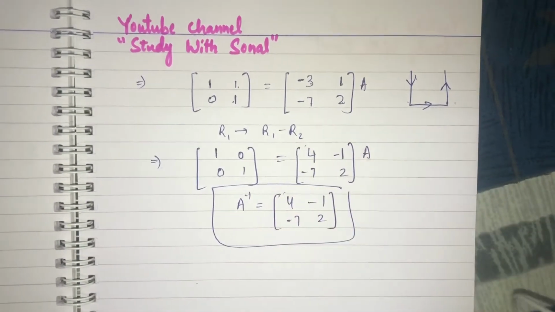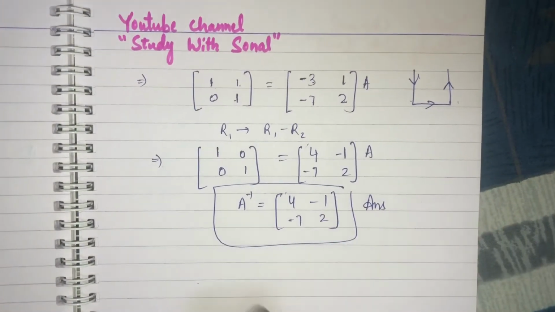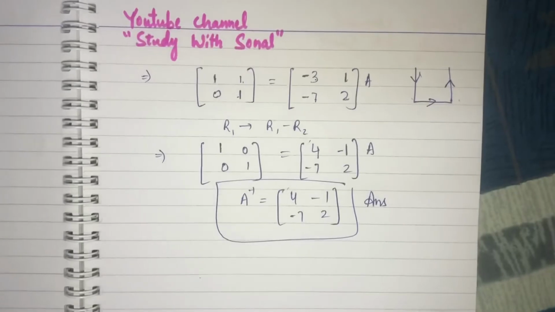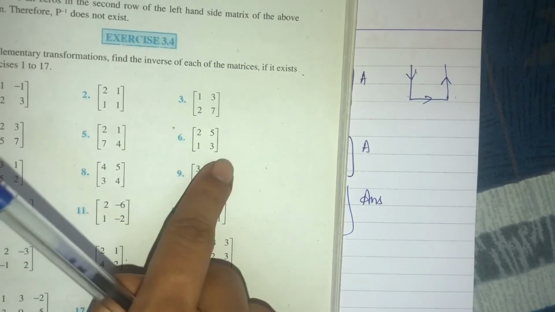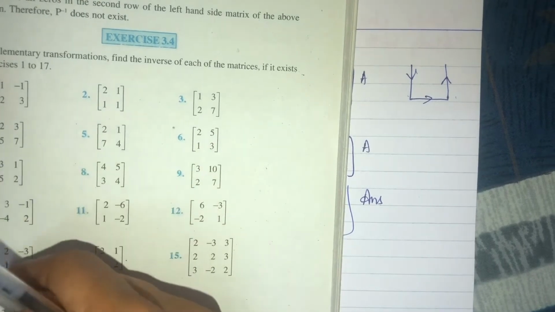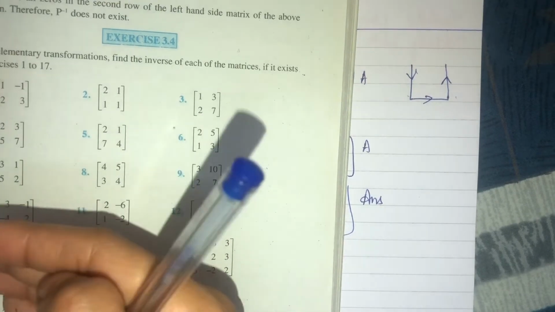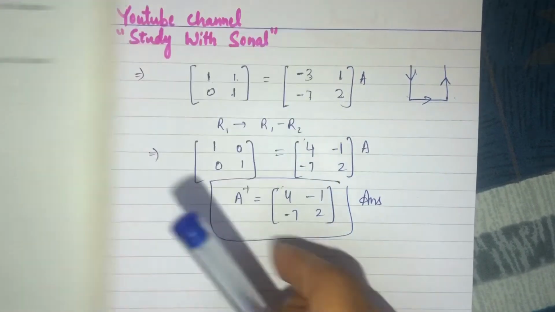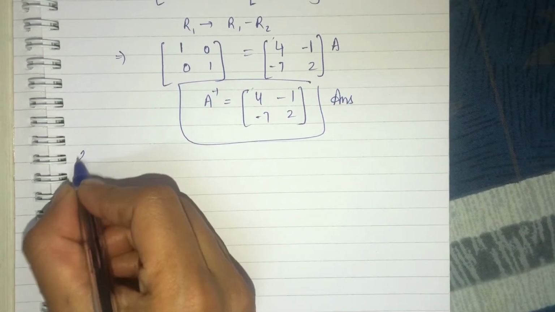So here we have the answer, correct? Okay. Now let's do the next question. Next question is what? Sixth question. 2513. See, अभी 2 by 2 मैट्रिक्स की प्रैक्टिस कर रहे हैं, so that we can go for 3 by 3 very easily. बहुत easy हो जाता है 2 by 2 में कमांड आ जाए तो. ठीक है, ओके. So now let's do the sixth question.